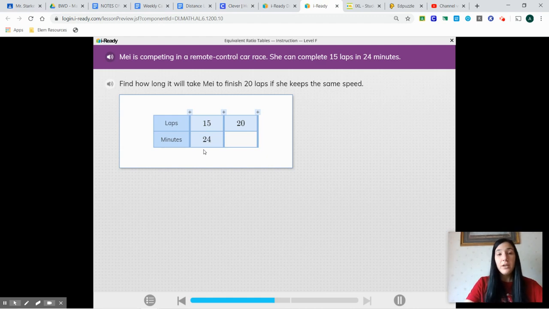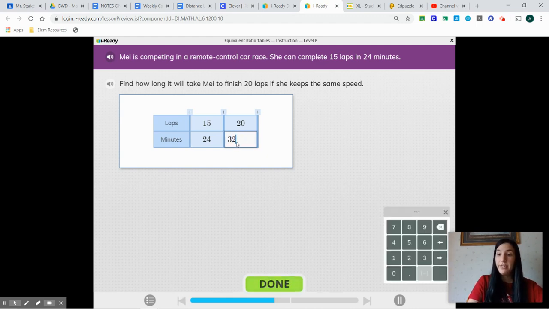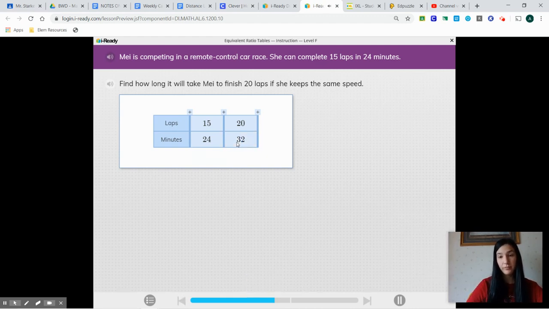Now, if this was a 5 and this was an 8, we need to see, to get from 5 over to 20, what do we multiply by? We multiply by 4. So if this was an 8, remember, we're going to do 8 times 4, so this will give us a 32. Nice job.